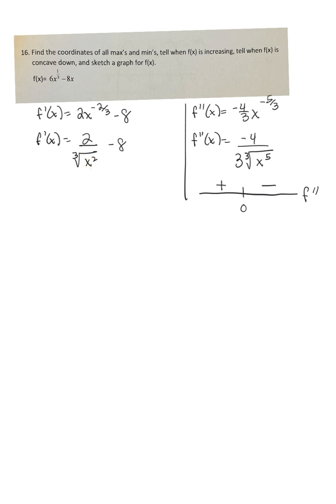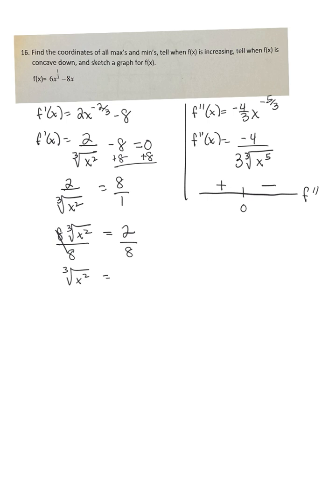Okay, so then that being said, I'm going to set this thing equal to 0, and I'm going to write 2 over the cube root of x squared equals 8, right? If I just add 8 and add 8. Okay, and then I'm going to put this thing over 1, and I'm going to cross multiply. So I'm going to get 8 times the cube root of x squared equals 2. Then I'm going to divide out the 8, and that gives me the cube root of x squared equals 1/4.